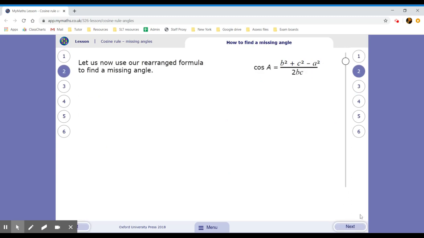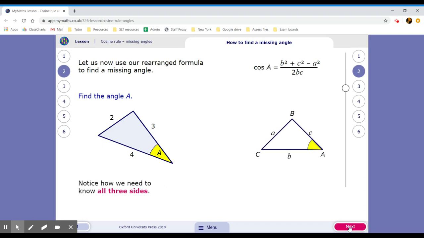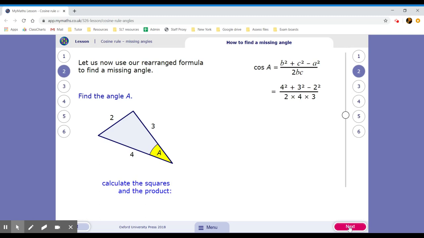Right, so if we have a look at how we can use the rearranged formula, if we've got our triangle here and we're trying to find angle A, remember in the formula, the angle that is most important is labelled A, so we're going to keep this one A, hence little a will be 2 and little b and c will be our 3 and 4, doesn't matter which way round. Start off by filling in all the values that we know into our formula. Okay. So we end up with then 4 squared plus 3 squared minus 2 squared over 2 times 4 times 3, which we can then simplify.